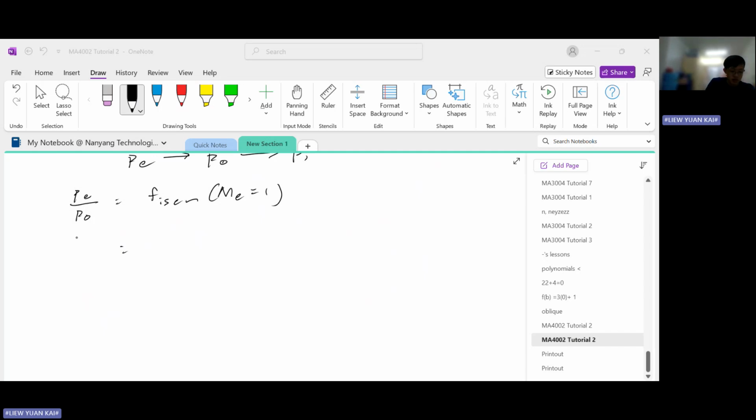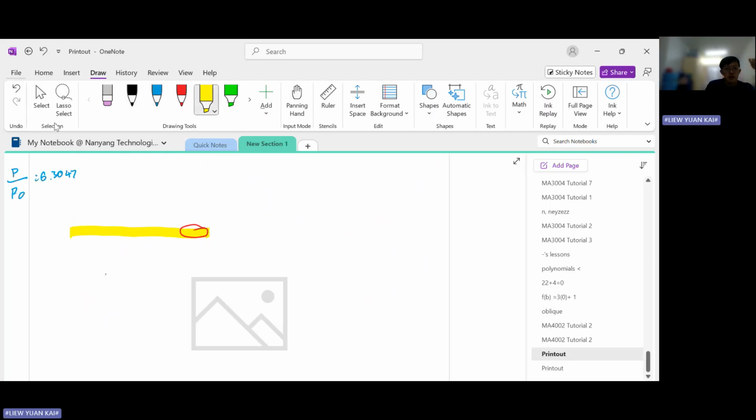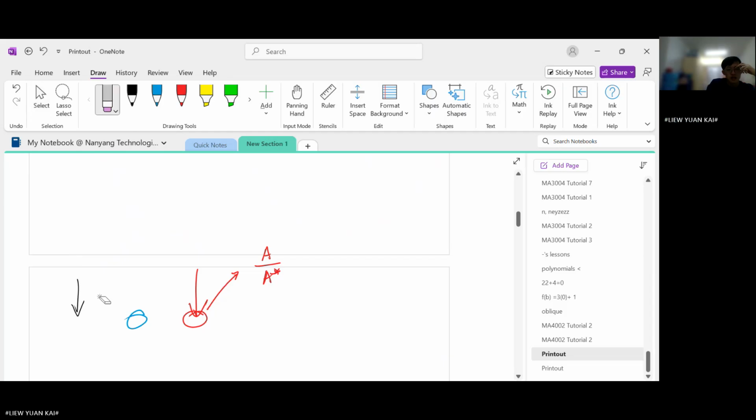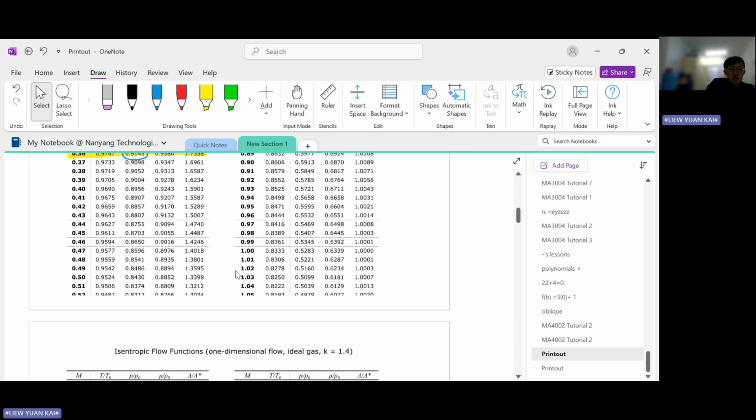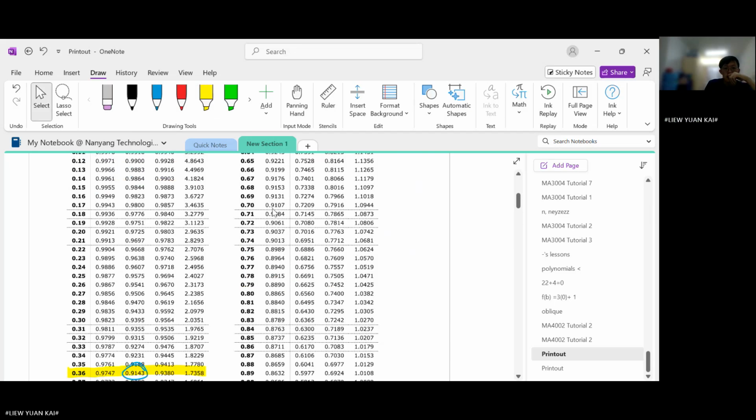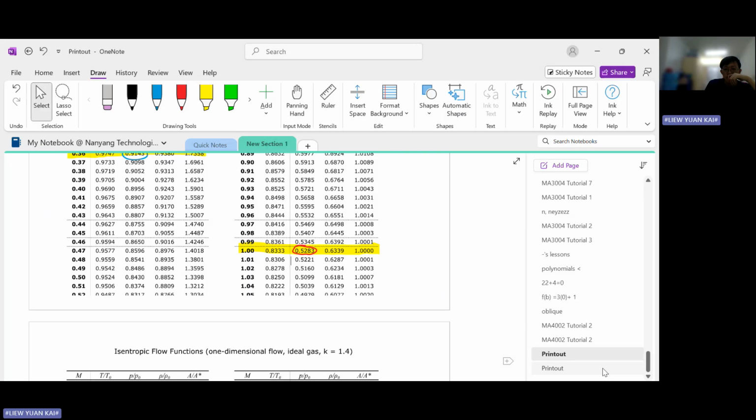Now you go to the flow table. Sorry, let me just fill in whatever you know first. We already know that the exit pressure is this. P naught is unknown. Now, find this from the table where Mach number is 1. So you go to the table and you look for when Mach number is equal to 1. Okay, so Mach number equal to 1 is over here, and we are looking for the pressure ratio, which is this one. Okay, 0.5283.